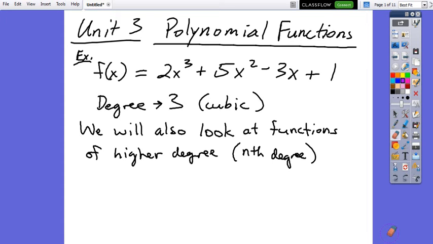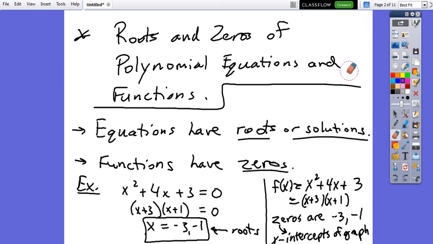All right. Again, we're also going to look at functions of higher degree, let's say nth degree. In other words, it might be fourth degree, it might be fifth degree, and so on. All right. Now, the main topic of the foundational aspects of this unit are roots and zeros of polynomial equations and functions.